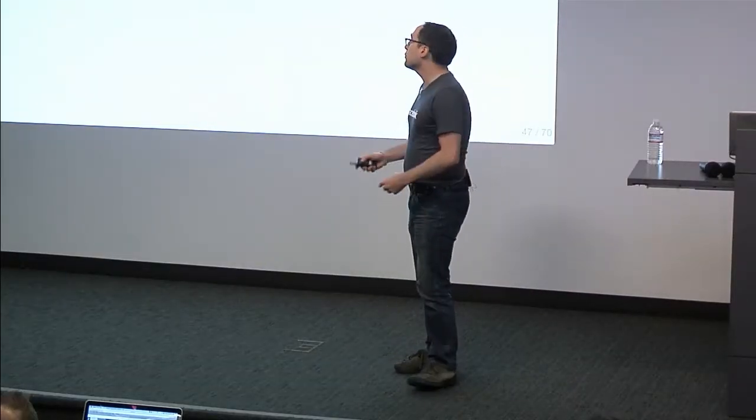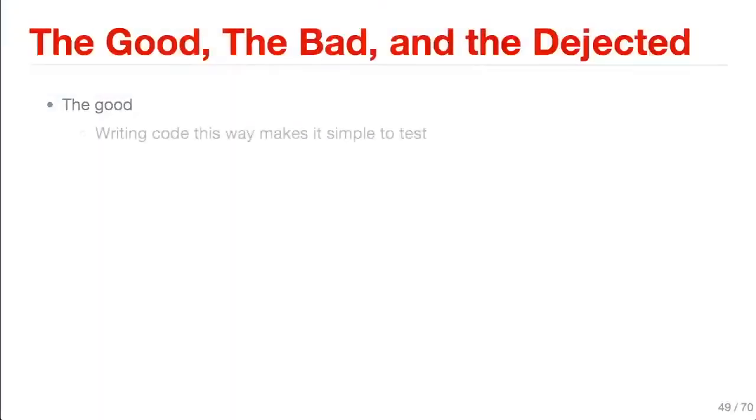So I want to go over the good side of this technique, the bad side of this technique, and the awful side of this technique. So the good part is, when you write code this way and separate out the dependencies, the tests become trivial. Like, it's super easy to model.